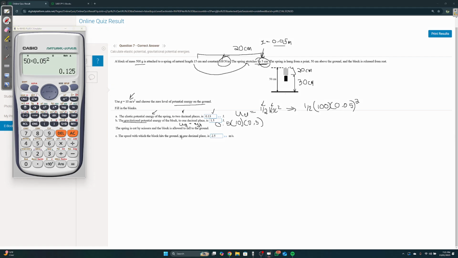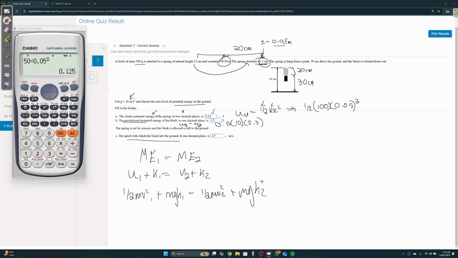The spring is cut by scissors and the block is allowed to fall to the ground. The speed with which the block hits the ground is what? Whenever you have something released and falling to the ground, use mechanical energy 1 is equal to mechanical energy 2. Mechanical energy 1 is U1 plus K1 is equal to U2 plus K2. In the exam, quickly you write half mv squared 1 plus mgh1 is equal to half mv squared 2 plus mgh2. Don't waste your time, take this.